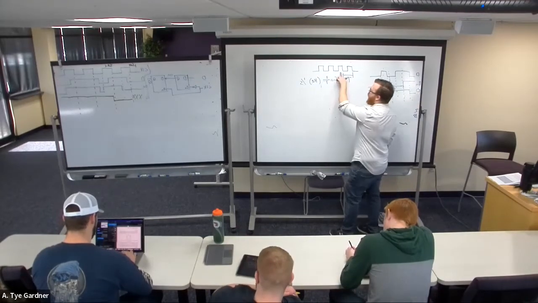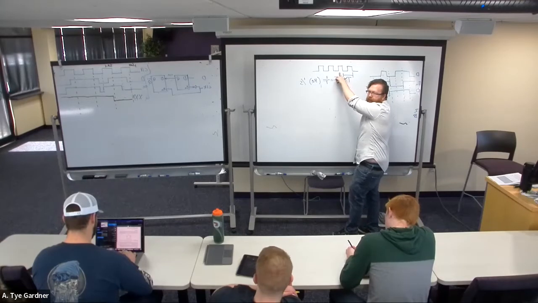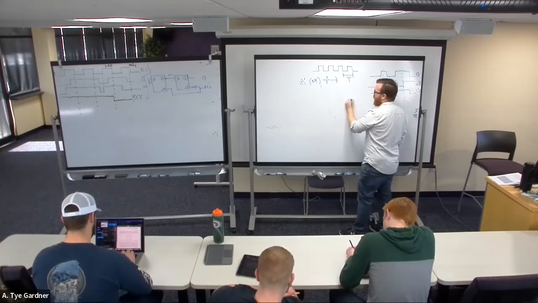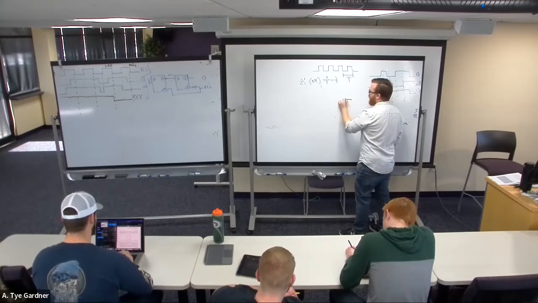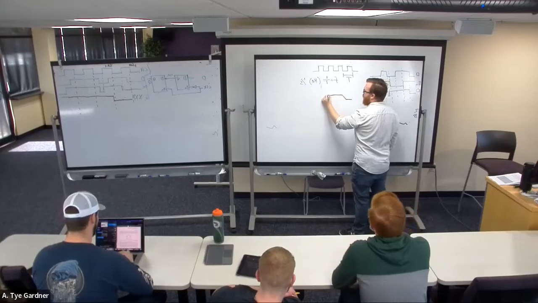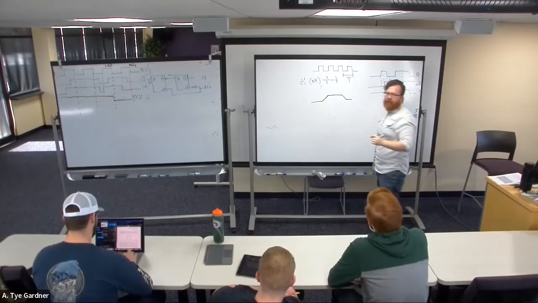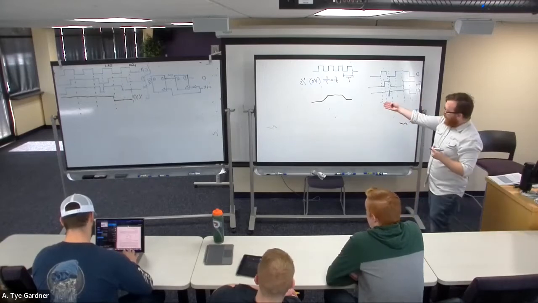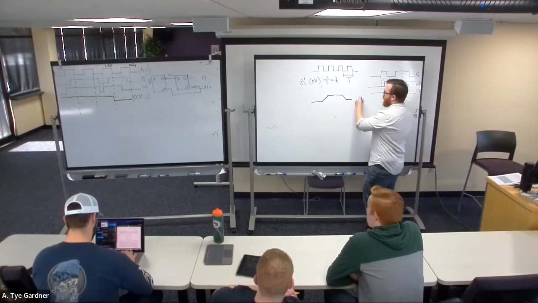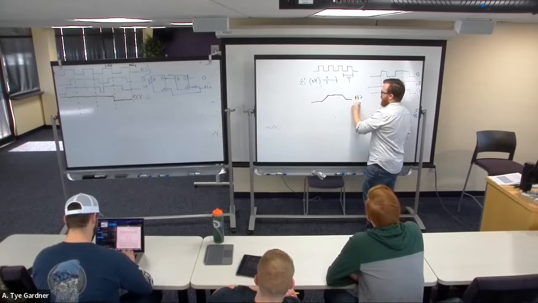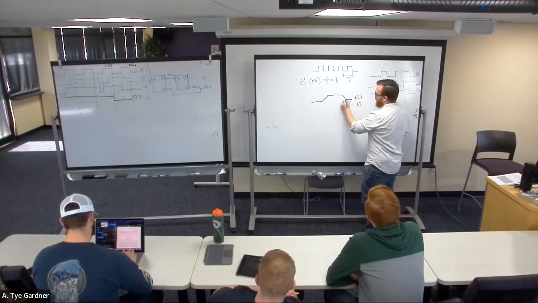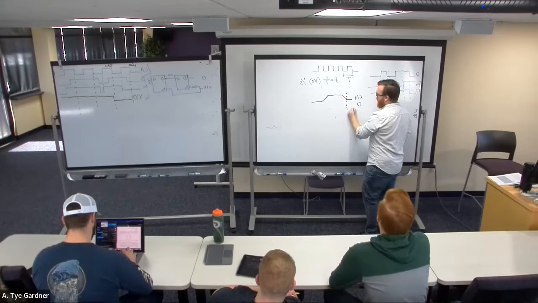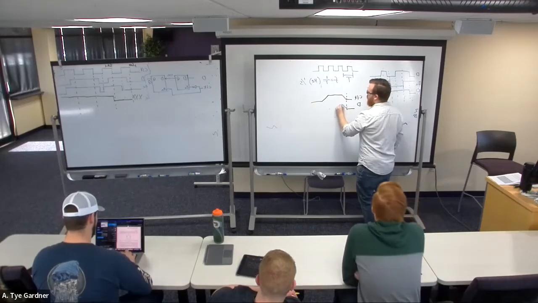So I draw my clock like this, right? But that's not what's really quite happening. If we were to zoom in, the clock would do something like this, right? It doesn't have a perfect transition. Nothing happens instantly in the real world. So there's some transition time. So if this is clock, this is D, and D changes at the quote unquote same time as this, from 0 to 1.